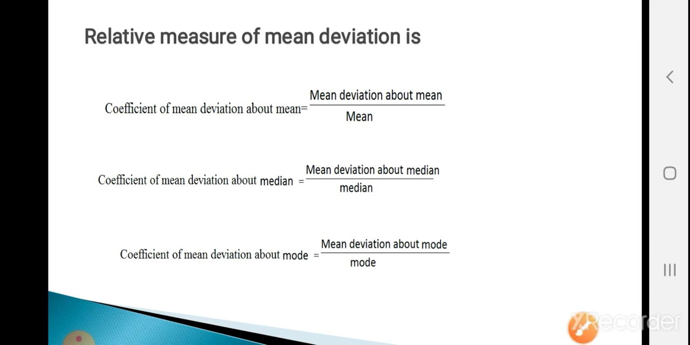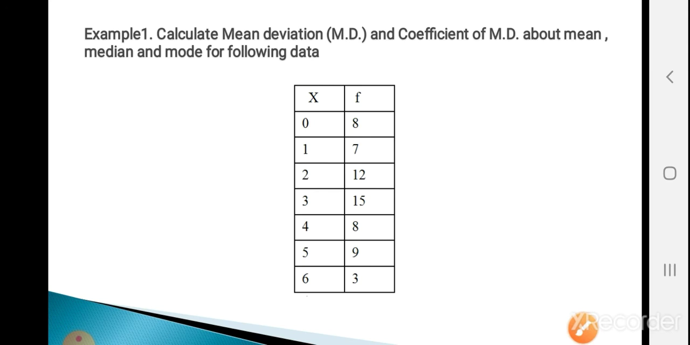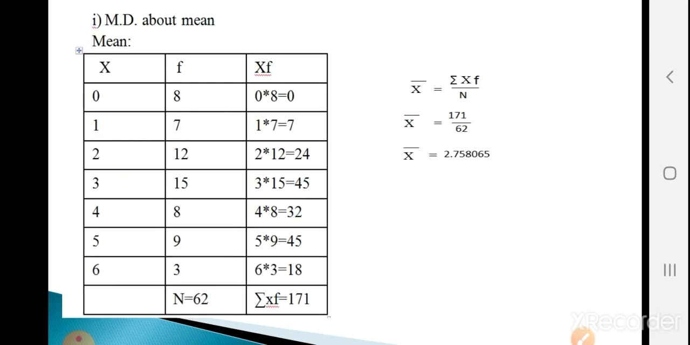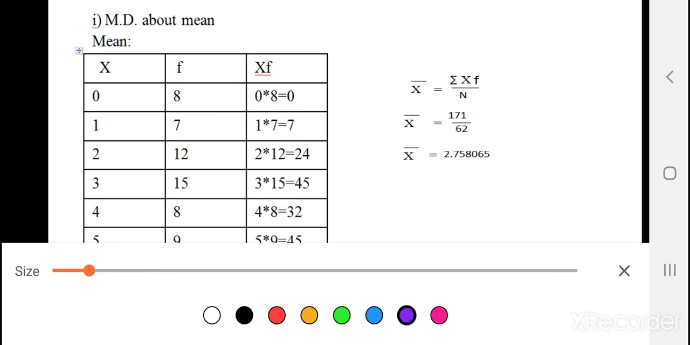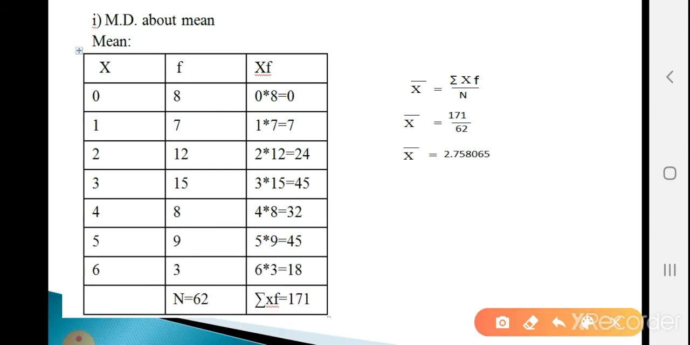Now see one example. Calculate the mean deviation and coefficient of mean deviation about mean, median and mode for the following data. The data we are given is x along with their frequency, that means the given data is ungrouped data. Okay, so first the mean deviation about mean. For calculating the value of mean deviation about mean, we first need the value of mean.